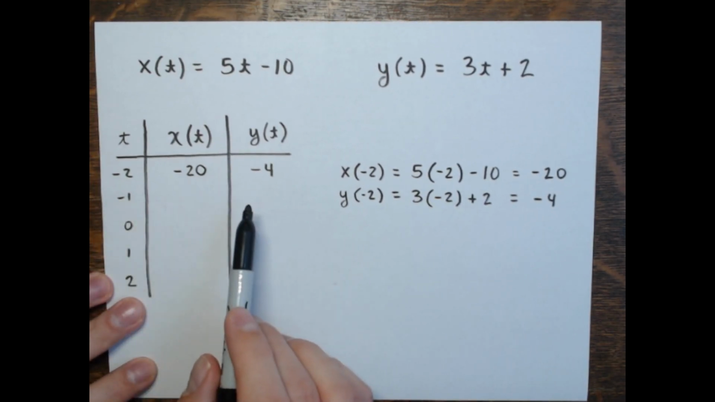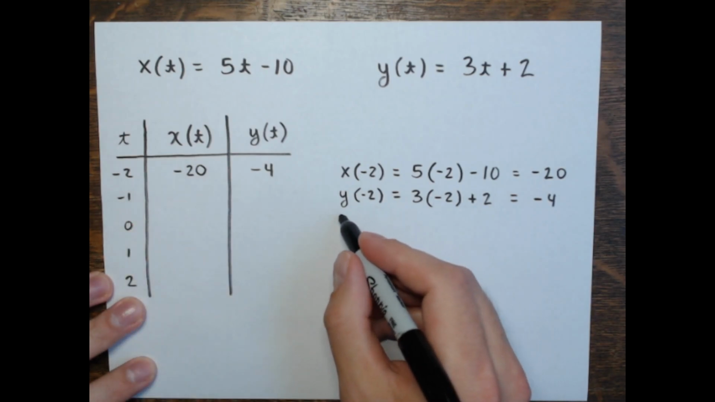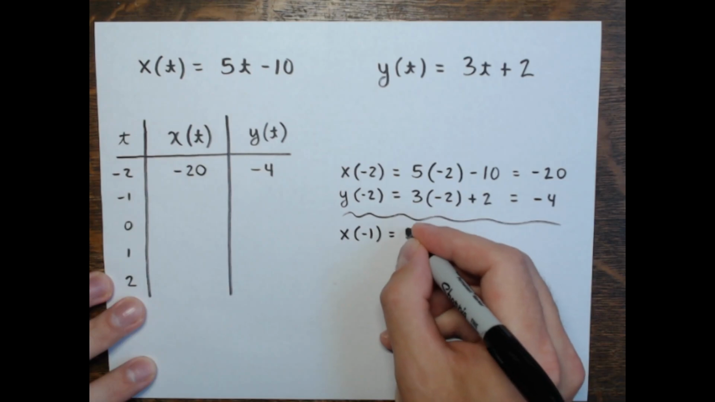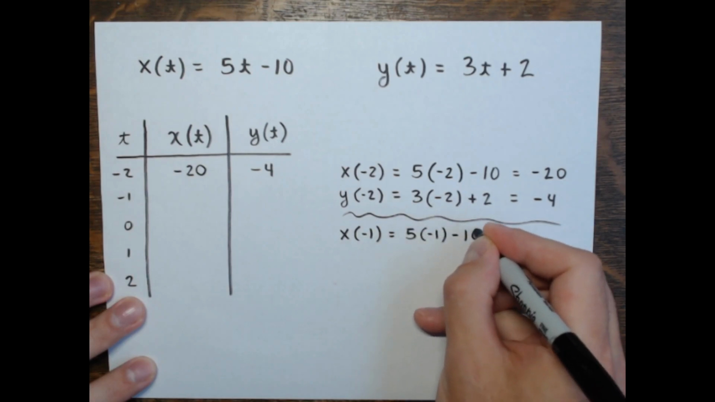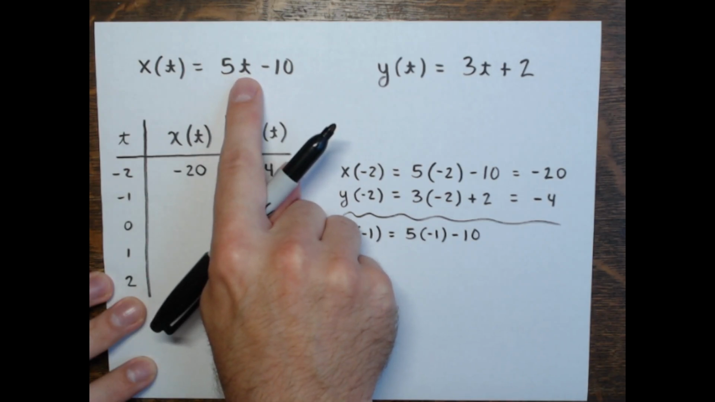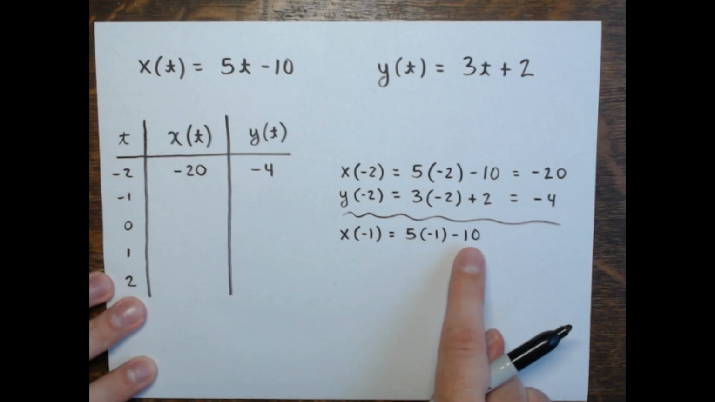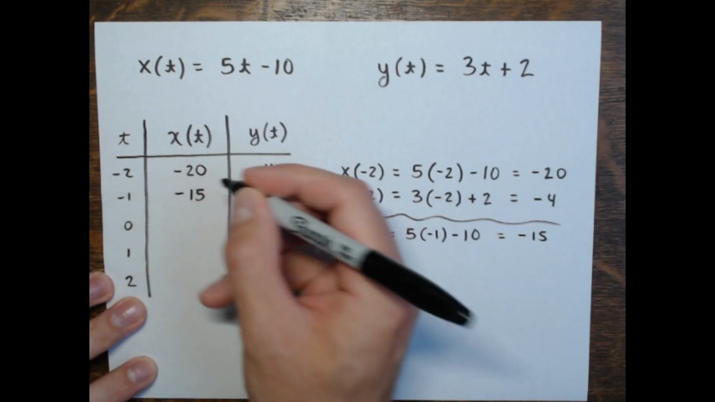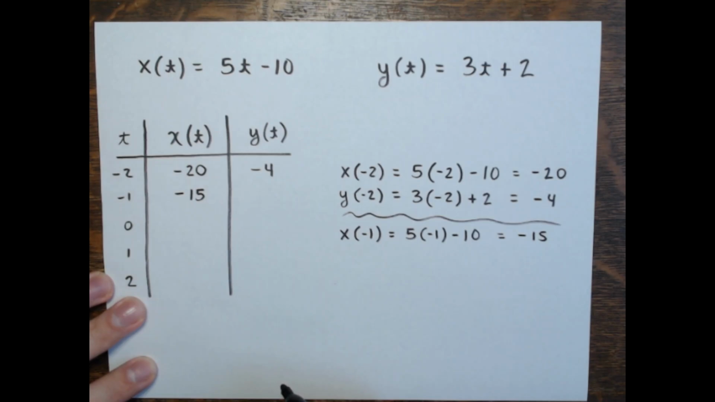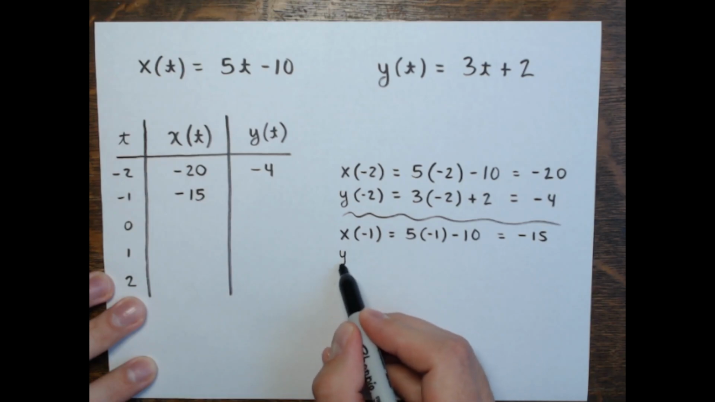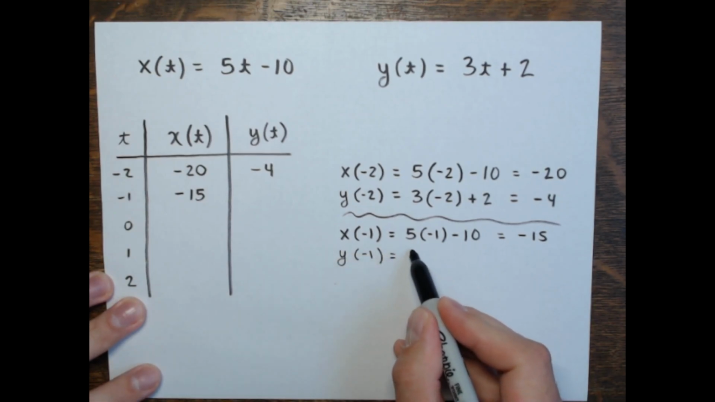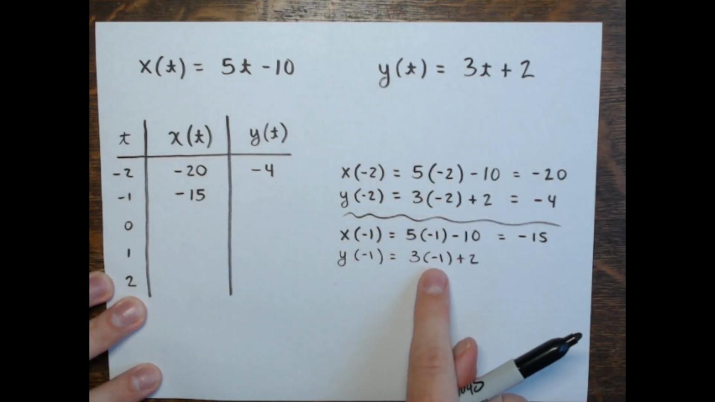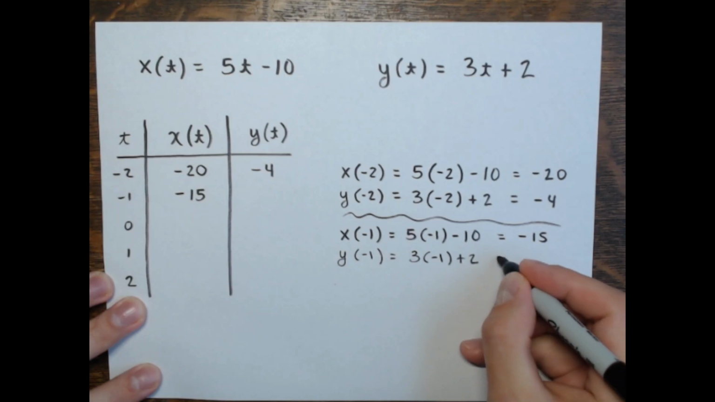All right, so next row, when t equals -1. The value of x at -1 is 5 times -1 minus 10. Going into my x rule, replacing t with -1. That's -5 minus 10, -15. So I got -15 for the x coordinate. And the y coordinate, the value of y at -1 is 3 times -1 plus 2. Replace t with -1. So that's -3 plus 2, -1.